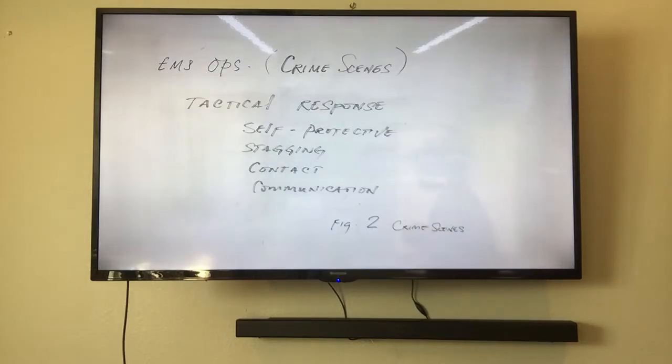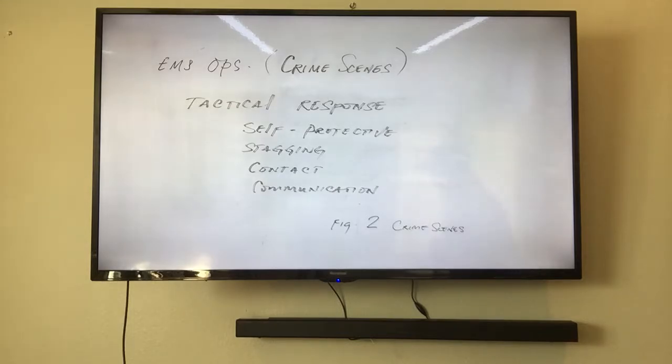In the crime scene, situations may require more of a tactical response than a general response to the medical patient or the trauma patient. In a tactical response, we're looking at really analyzing that environment, really analyzing the dispatch information, and trying to understand that maybe we're going to enter into a hostile environment.